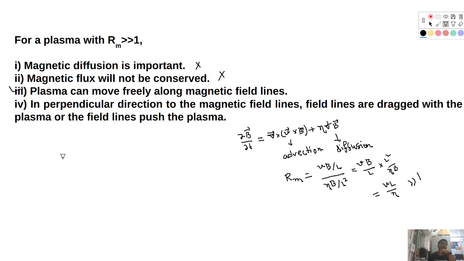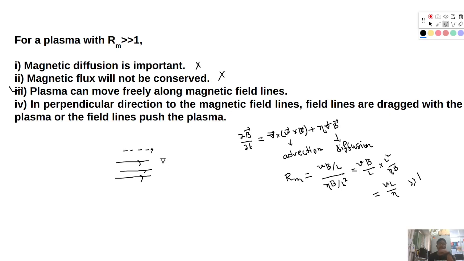Now the fourth one: in the perpendicular direction to the magnetic field lines, the field lines are dragged with the plasma, or the field lines push the plasma. Obviously, for them to be decoupled, what happens if your plasma is moving in a direction perpendicular to the field lines? Let's say you have these field lines, and if your plasma is moving in this direction, it will continue to move in this particular direction.